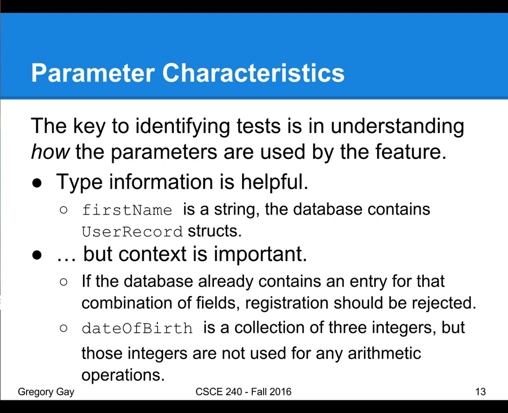We might have account structures in the database, but also the context these are used in is really important as well, right? You might know that date of birth is a collection of 3 integers, a month, a day, and a year, right? But those are also never being used for arithmetic computations, right? You're not going to add the date plus the month at any point. So that context of how it's used is really important in coming up with how you're going to go out and test this.